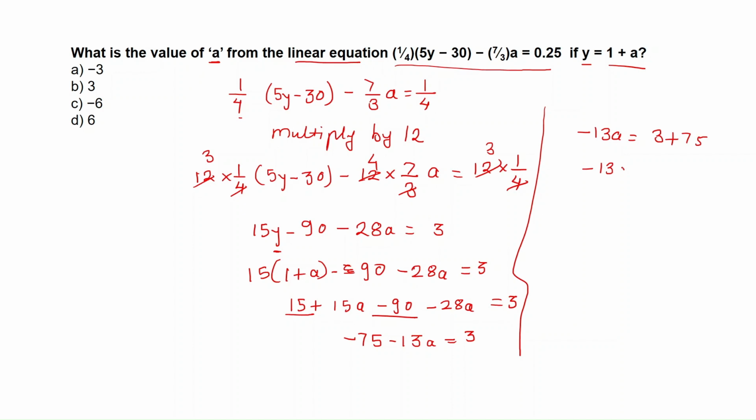So this is now simple. Minus 13a is equal to 78. A is equal to 78 upon 13. Don't forget the negative sign. So A is equal to minus 6. So option C is your answer.